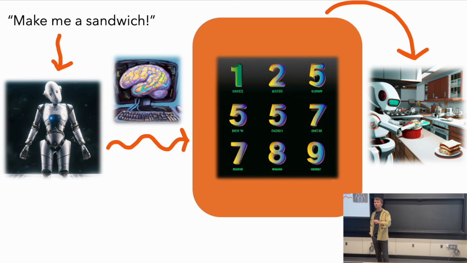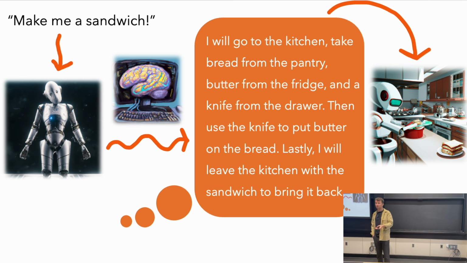But what if we don't use these high-dimensional vectors? What if we instead just map this to language? We take the task that we're given and translate it to text. And here it says, I will go to the kitchen, take bread from the pantry, butter from the fridge, and a knife from the drawer. Then use the knife to put butter on the bread. Lastly, I will leave the kitchen with the sandwich to bring it back. Great. That makes sense, and now we can use that to actually do the task.